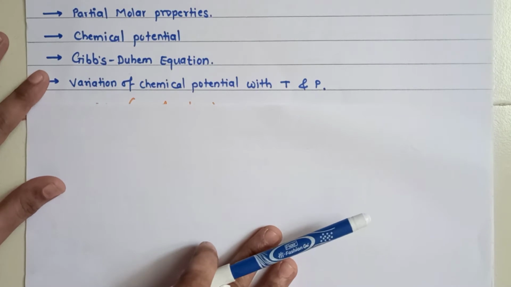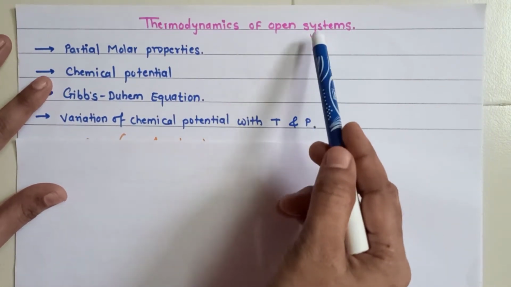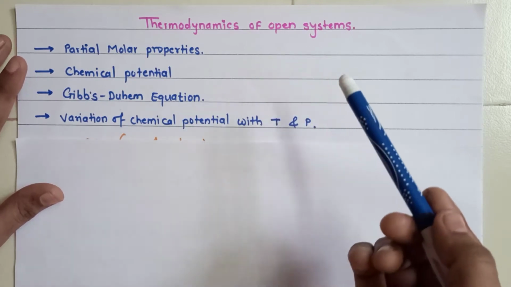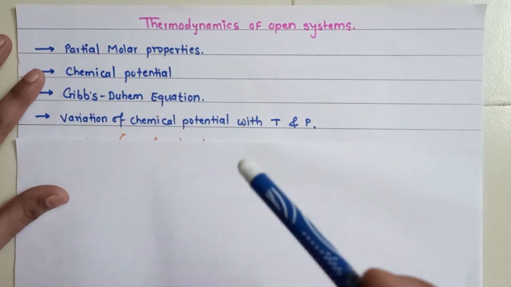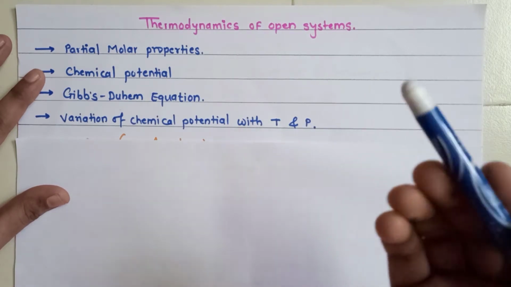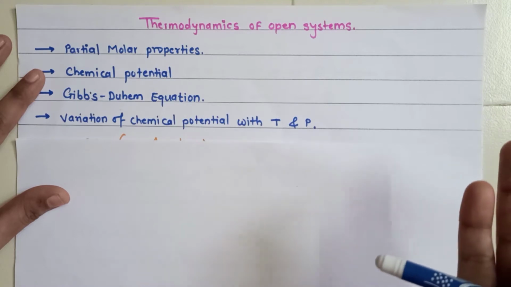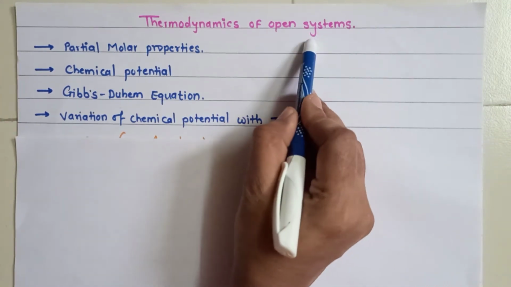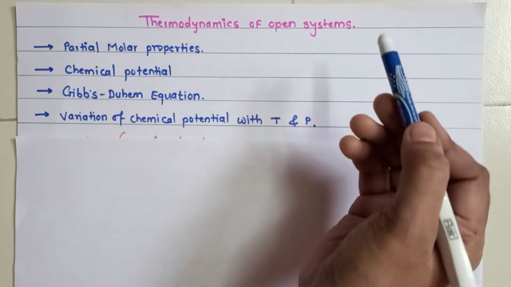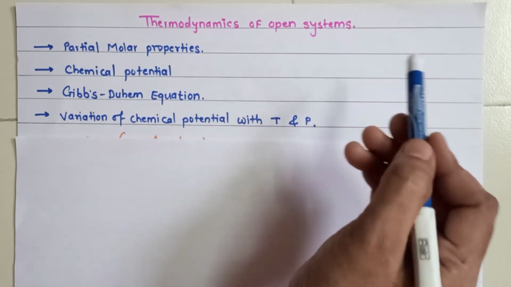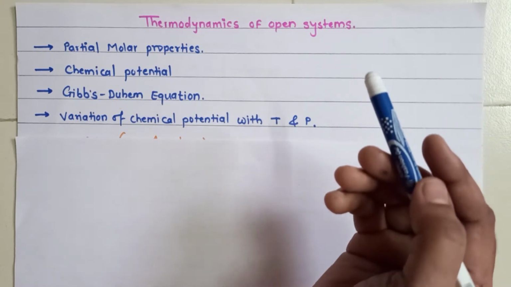Now when we talk about the thermodynamics of the open system, first of all we should understand what an open system is, because whenever a thermodynamics question comes up, we basically talk about three basic terms: the system and surrounding, closed system, open and isolated system. The open system is one kind of system which can exchange matter as well as energy with its surrounding, and we call it an open system.